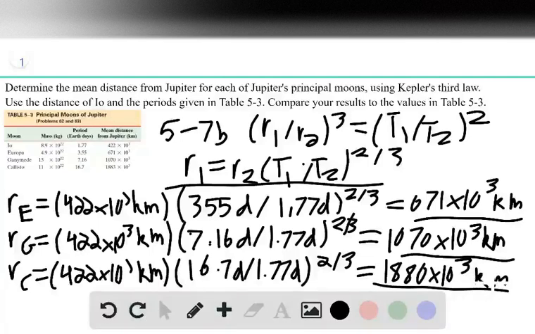All right, so now just compare real quick. If you look at the table, these are pretty much spot on, really, really close to what we're given in the table.